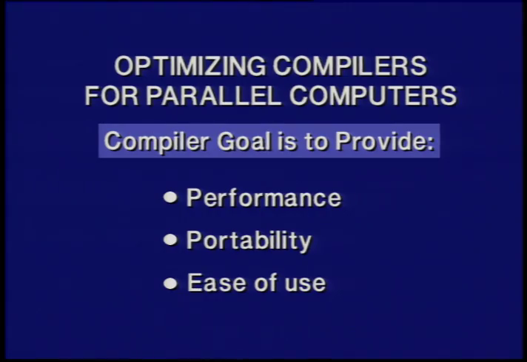Let me start by saying a few words about optimizing compilers for uniprocessors. This is work that has been going on for many, many years, and the basic goal of that work has always been to deliver the performance of the uniprocessors, the underlying hardware architecture. But a secondary goal has been to make it easy to use and to provide portability from one system to another system.